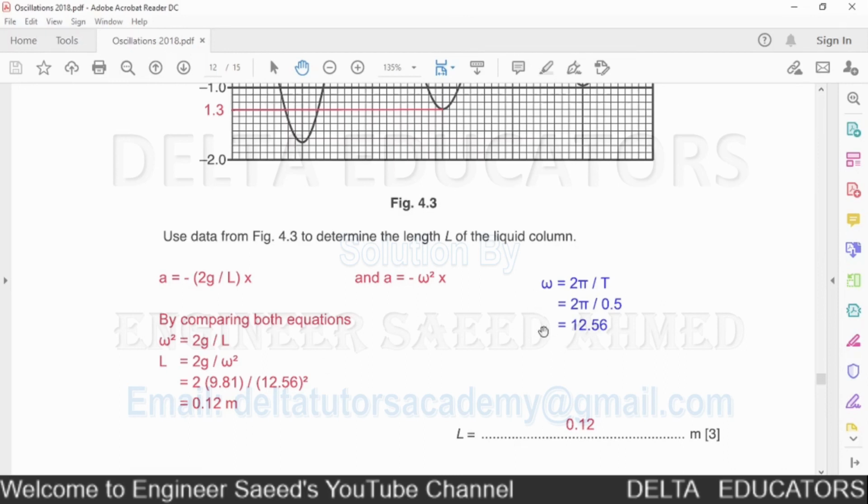This value of omega we have to substitute in our main equation. So L will be equal to 2 multiplied by 9.81 divided by 12.56 whole square. And by solving this one, we will get the answer. Length is equal to 0.12 meters.